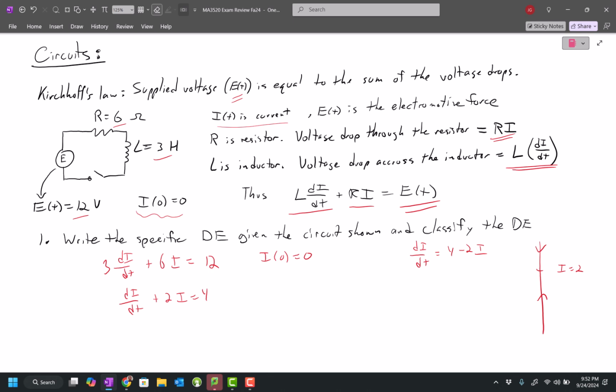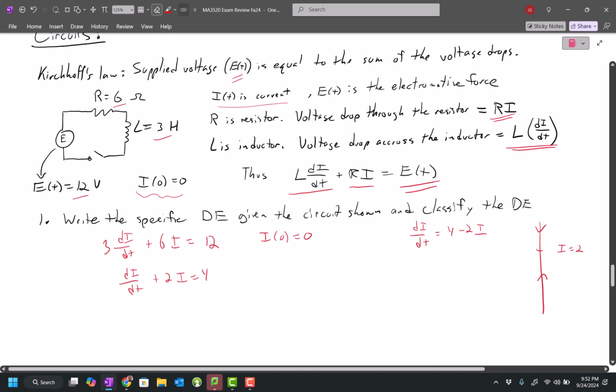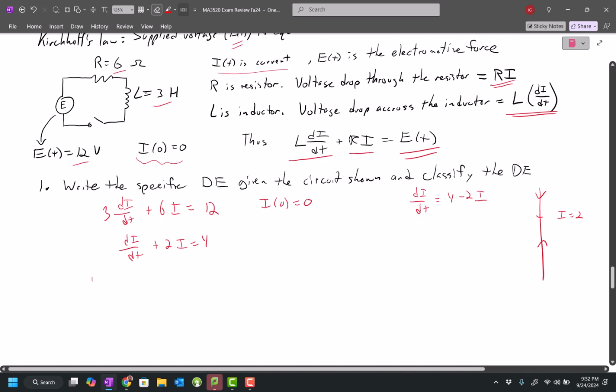Now to solve the differential equation, we could just set up our integrating factor. In this case, our integrating factor would be e raised to the integral of 2 dt, or e to the 2t. After multiplying through by my integrating factor, the left-hand side should simplify to the derivative of my dependent variable times my integrating factor equals the right-hand side times my integrating factor. Integrating both sides of this should yield 2e to the 2t plus some constant on the right-hand side.